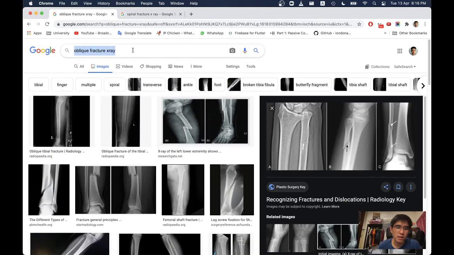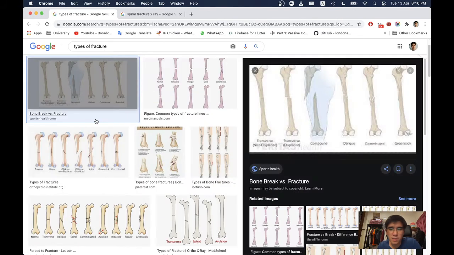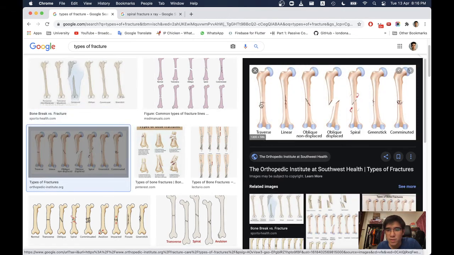Let's look for a diagram. Types of fracture. I can see each of these side by side. Maybe something here, so it looks better. Transverse fracture; linear or longitudinal fracture is oblique fracture, oblique displaced. Spiral fracture: this is a 2D image, so you can't see the fracture extending back to the same cortex. Greenstick fracture is a fracture on only one side of the cortex, and comminuted fracture is more than 2 pieces of bone, so 3 or more fragments of bone.